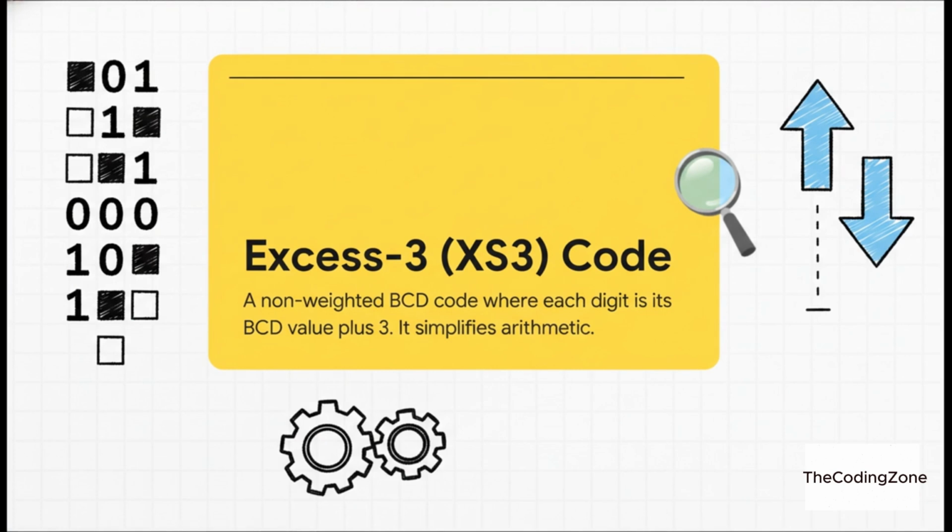The logic is, believe it or not, right there in the name. You take each decimal digit, you add 3 to it, and then you find the binary code for that new number. So the number 0 becomes the binary for 3, 1 becomes the binary for 4, and you just keep going. Now, why on earth would we do that? Well, it creates what's called a self-complementing code. And all that fancy term means is that to do subtraction, all you have to do is flip all the bits, change the 1s to 0s and 0s to 1s. This makes designing the circuits for math way simpler.